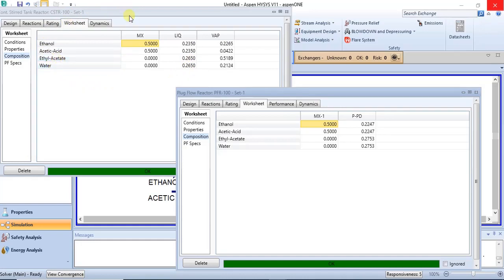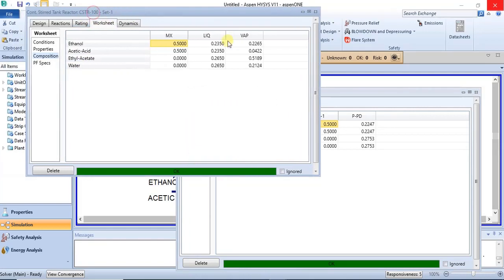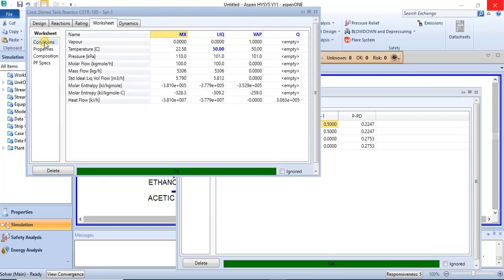Now you will notice something from the CSTR. The CSTR has two outlets: the vapor outlet and the liquid outlet. So go back to conditions.